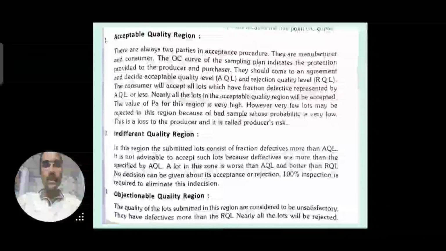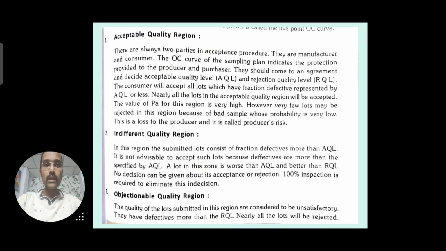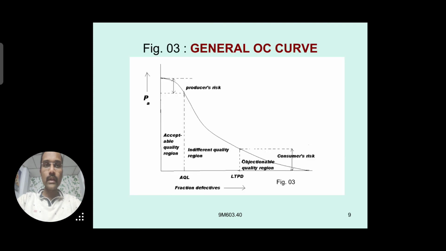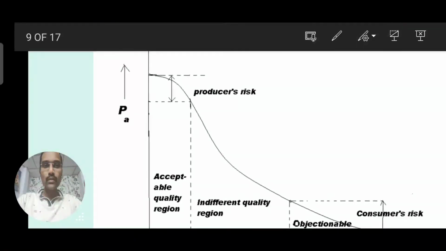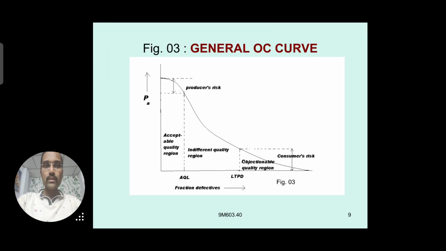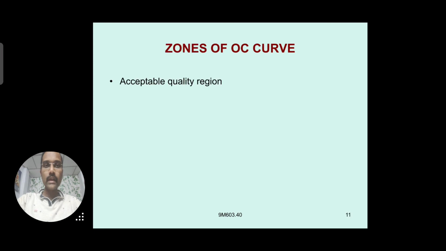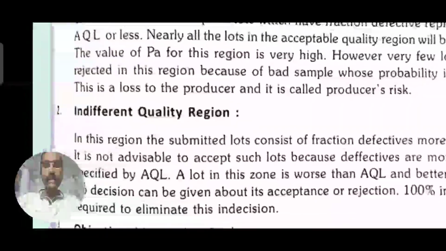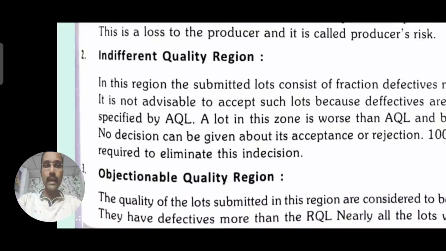You can see it in the graph which we saw earlier. This is the producer's risk, which falls in the acceptable quality region. Due to a few defectives identified here, the lot is subjected to rejection, so it is a loss to the producer. This falls under this category. And next is the indifferent quality region, as we explained earlier.